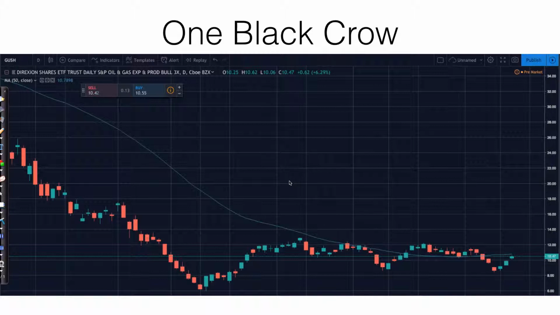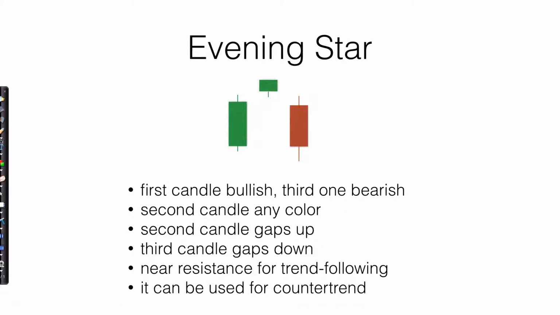Now let's move on to the last one, evening star. So in this case, we want the first candle to be bullish, the third one bearish, and the second one any color. So this can be green or red. Now the second candle must gap up. So it means, again, if this is the open and this is the close, in this case open, close, and open, close, it means that this one should open above the close of the previous one. And this is the case.